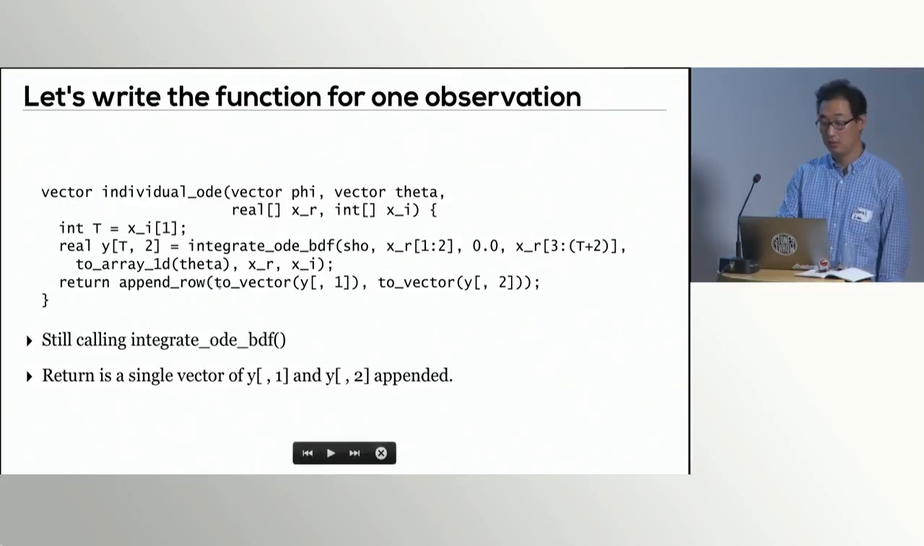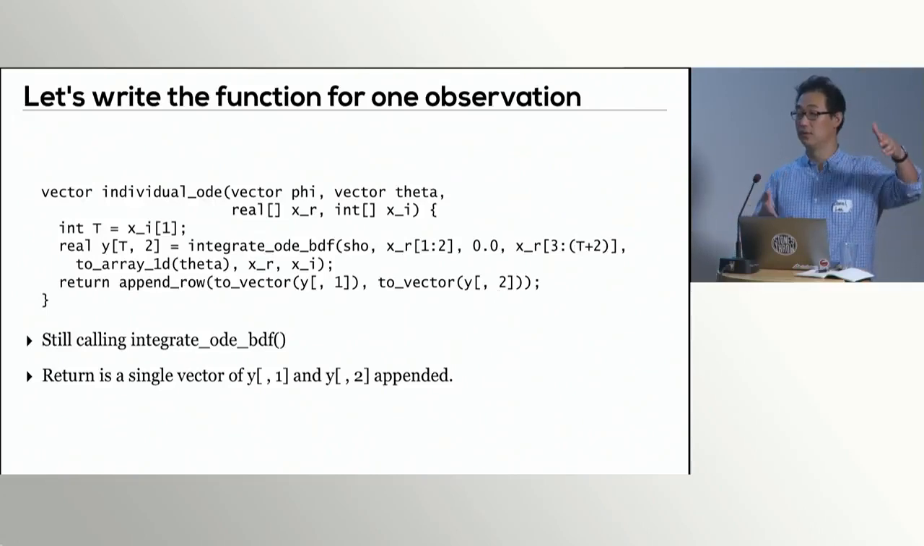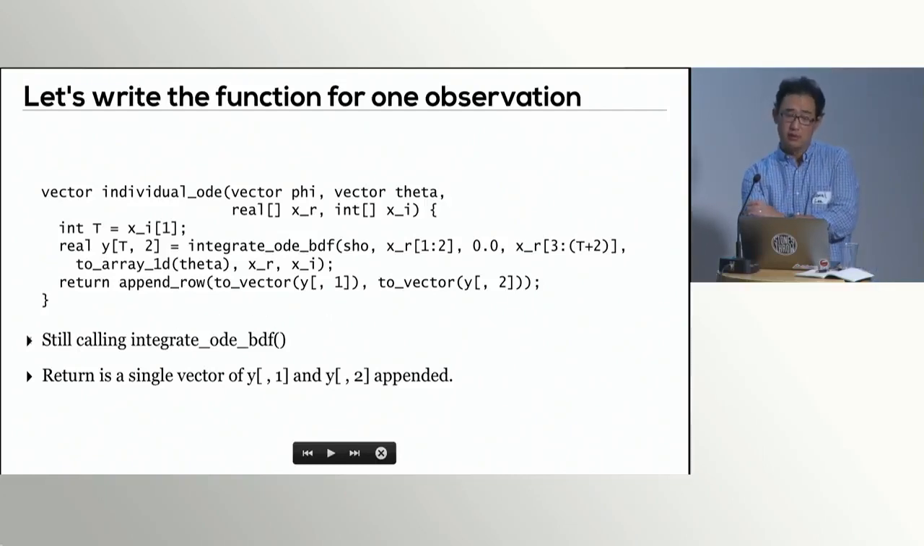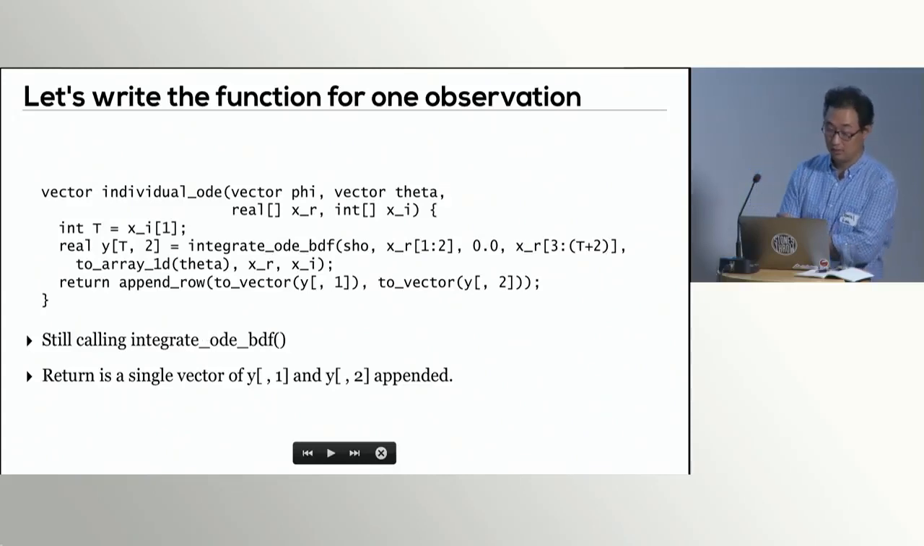And when I return, I'm going to take the output that I'm used to, this real y, t comma 2, and I'm going to slice off the first column and change it into a vector, slice off the second column, change that into a vector, and append them together. So it's one long vector with the first set of elements, the second set of elements. I could have done this in any other number of ways. I could have done row by row. I could have gone backwards if I wanted, but to me this makes sense, so that's what I did. You'll notice that we're still calling integrate_ode_bdf in here, and the return is a single vector.